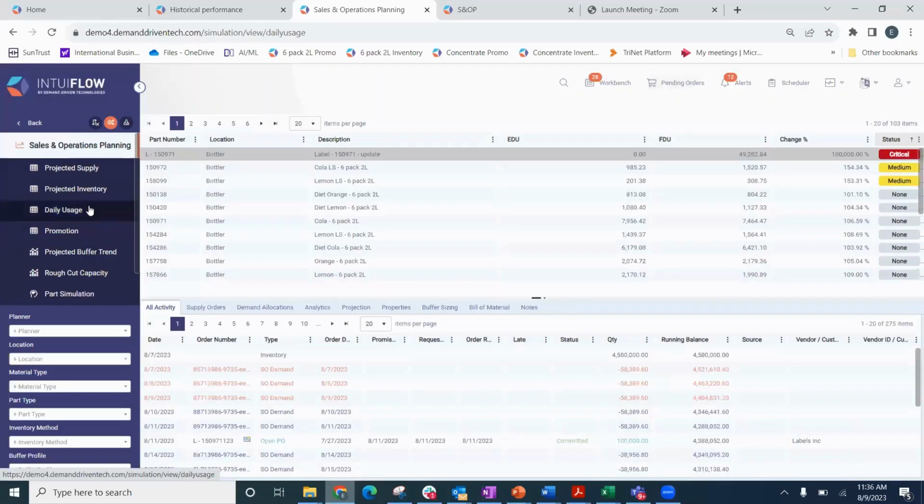So we're on a report here. We're going to pick the daily usage report. And this is looking at the change in trajectory on some items. Here we can see an item that had a very low forecasted rate of demand. Its EDU is set to 0. So this thing is growing dramatically, and it's going to show a critical chain.